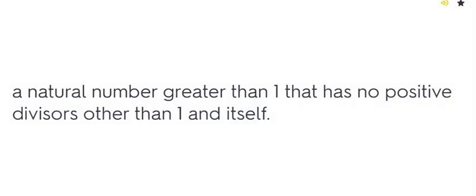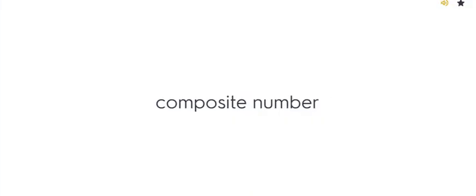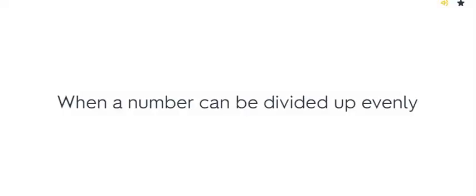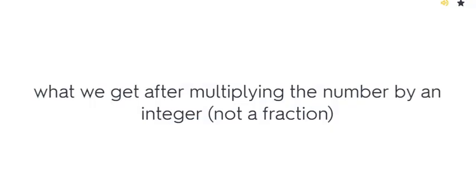Prime number: a natural number greater than 1 that has no positive divisors other than 1 and itself. Composite number: when a number can be divided up evenly. Factor: what we can multiply to get the number. Multiple: what we get after multiplying the number by an integer.